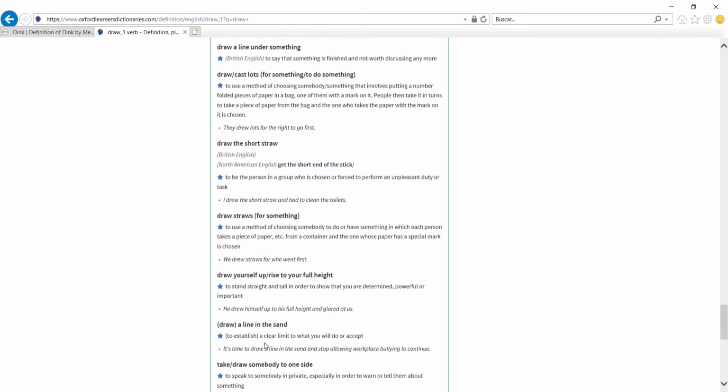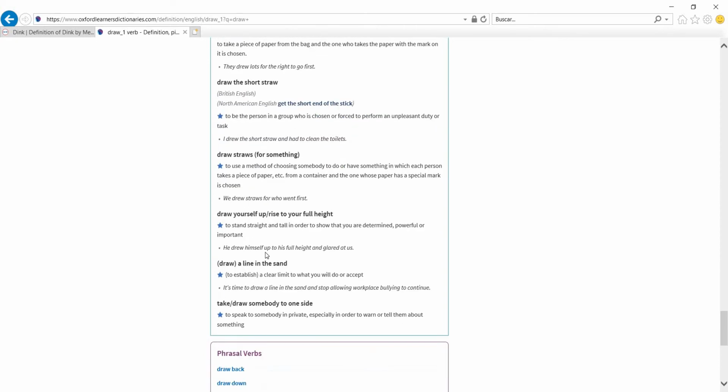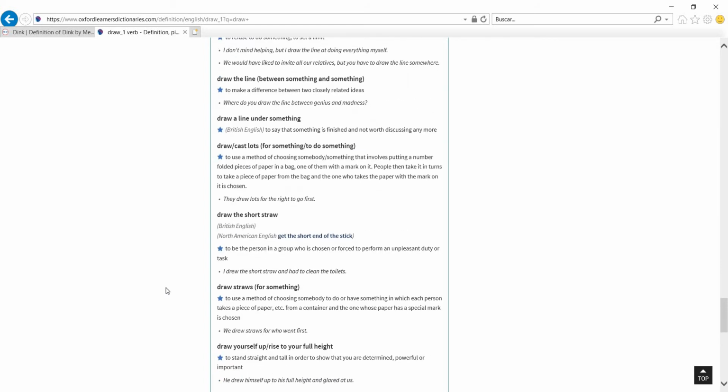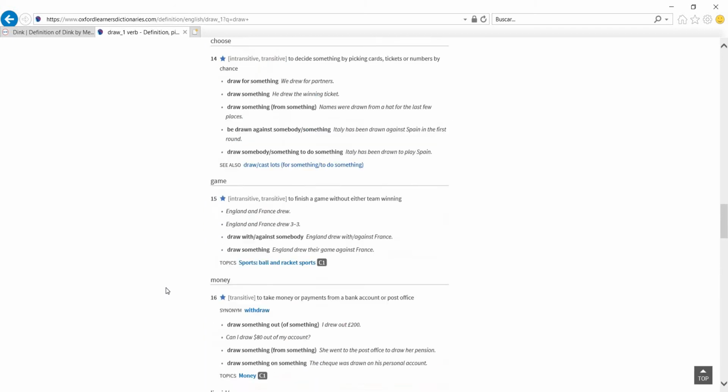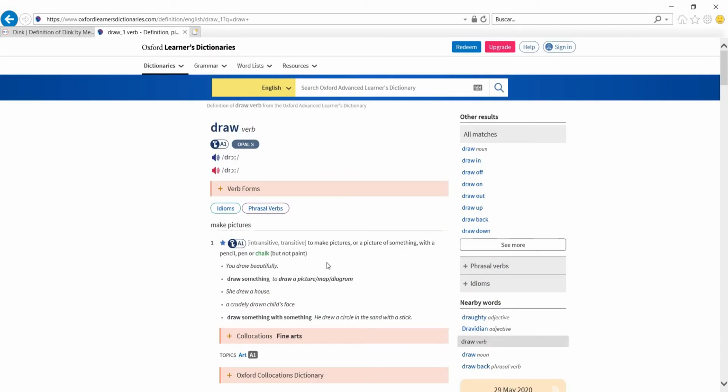And let me see if there's something I wanted to check. Well, draw yourself up to your full height, which would be just to stand up. Okay, there are many others. Now, maybe you could say, look, here we're actually using more words. And this is one of the moments in which English prefers more words, simply because they are idiomatic, right?